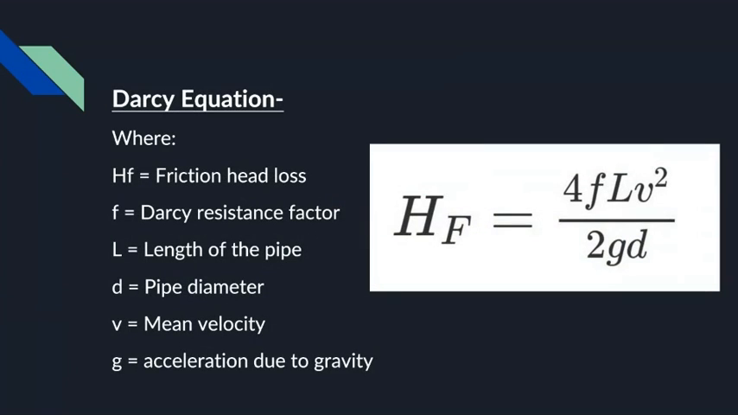The Darcy equation is a theoretical equation that predicts the frictional energy loss in a pipe based on the velocity of the fluid and the resistance due to friction. It is used to calculate head loss due to friction in turbulent flow. The equation is hf = 4fLV²/2gD, where hf stands for friction head loss, f is the Darcy resistance factor, L is the length of the pipe, D is the pipe diameter, V is the mean velocity, and g is the acceleration due to gravity.